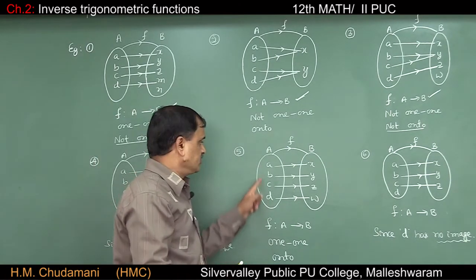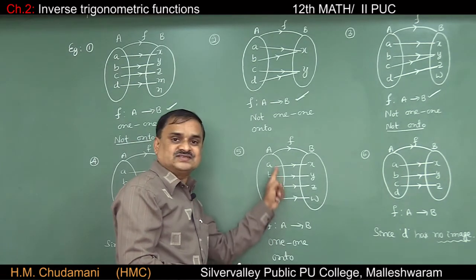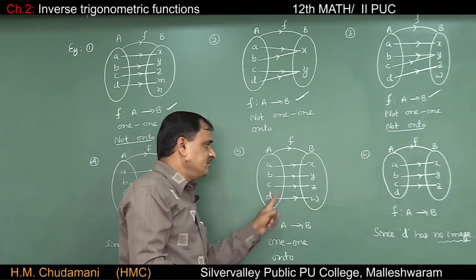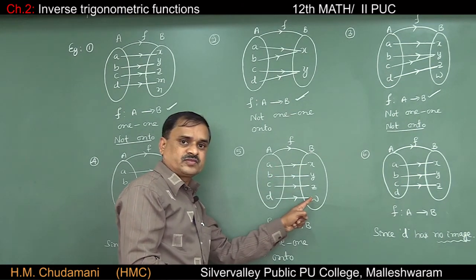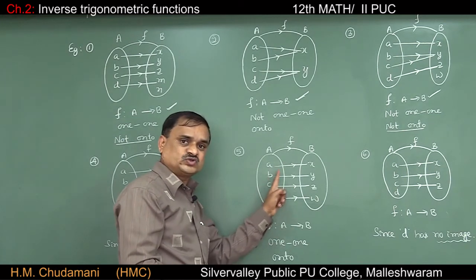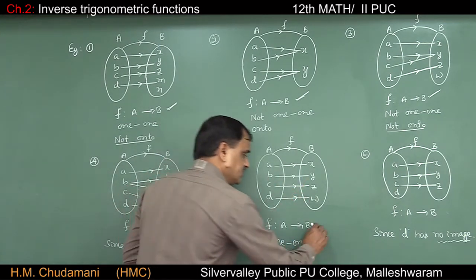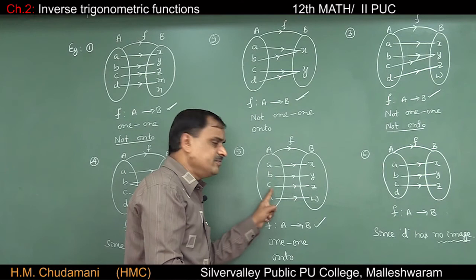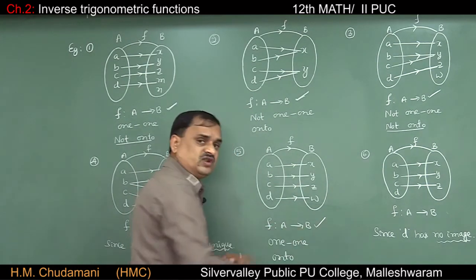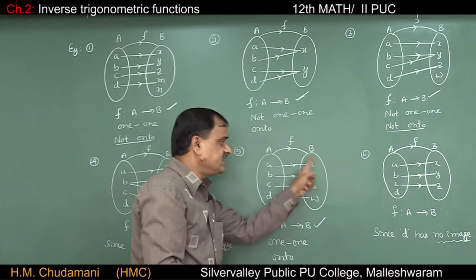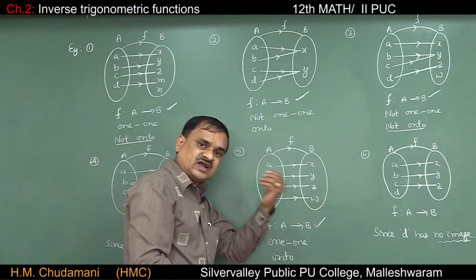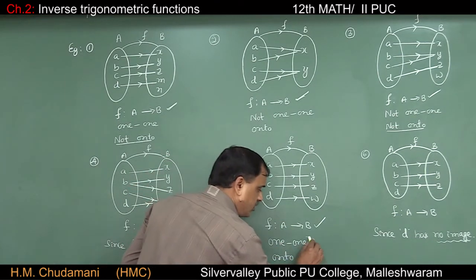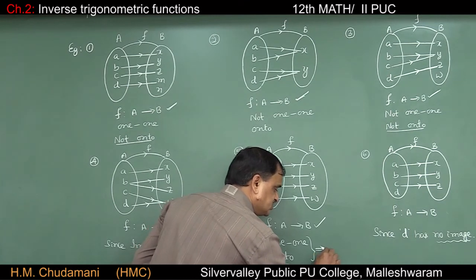Come to this example, beautiful example. The set A has a, b, c, d, B has x, y, z, w. Clearly, different elements have different images. Every element of the set A is associated to a unique element of the set B. So, f from A to B is a function. See, different elements have different images. It is one-one also. Each and every element of the set B has at least one pre-image. That's why it is onto also. Since it is both one-one and onto, it is a bijective function.